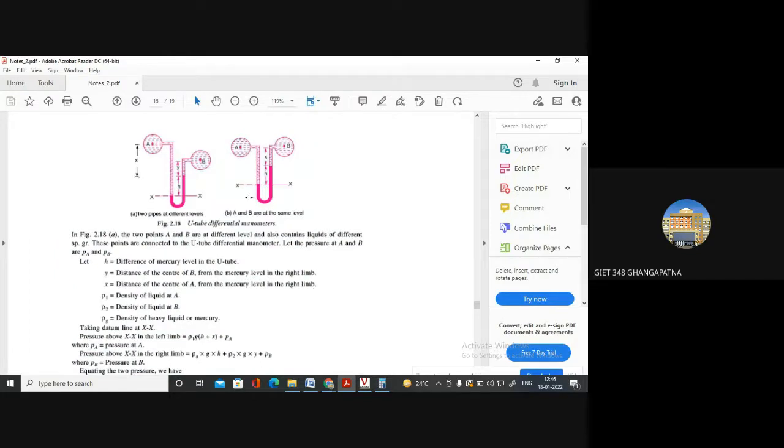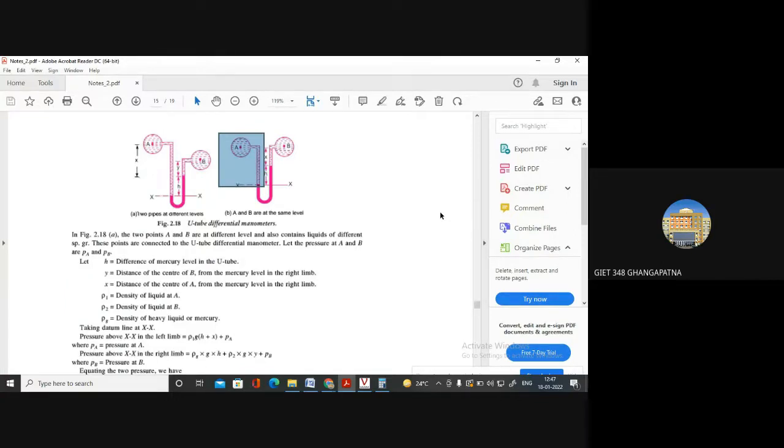Now, same thing. What is the pressure here in the right side limb? In the left side limb, the pressure is how much? Rho 1 g h plus x plus PA. So using that concept, all of you say, this side is which limb? Left side. In the left side, how many pressures are there? One is the pressure at point A plus.